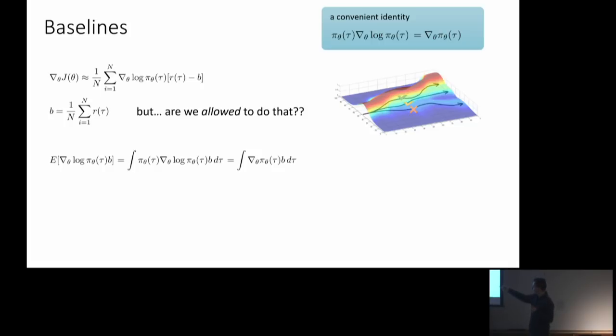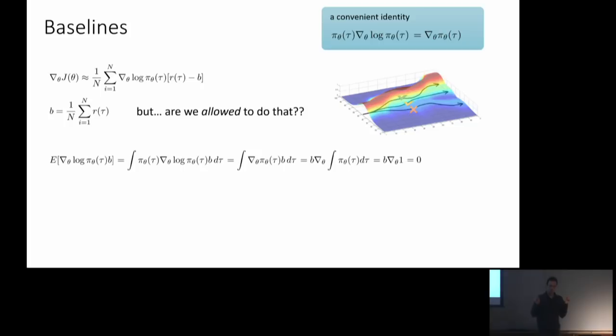So now I have grad of pi times b. Now remember that I can always take a gradient operator and put it inside or outside the integral. So I can take the gradient out, and I can take the b out also. So now I have b times the gradient of the integral of pi of tau d tau. Does anyone know what this integral is equal to? 1. Yeah, because it's the integral of a probability distribution. Probability distributions are normalized, so I have b times the gradient of 1. And the gradient of 1 is very easy to compute. It's just equal to 0, which means that this whole thing comes out to be 0.